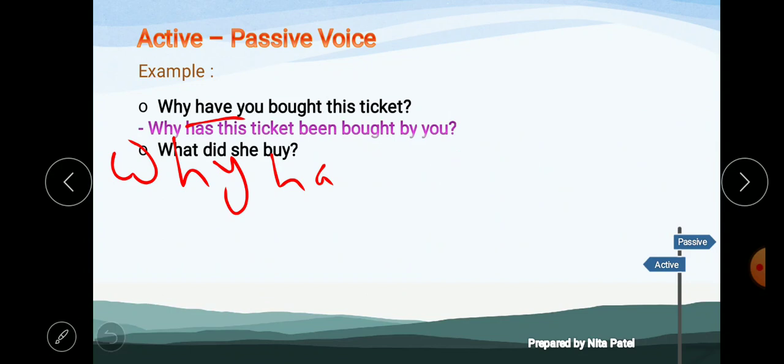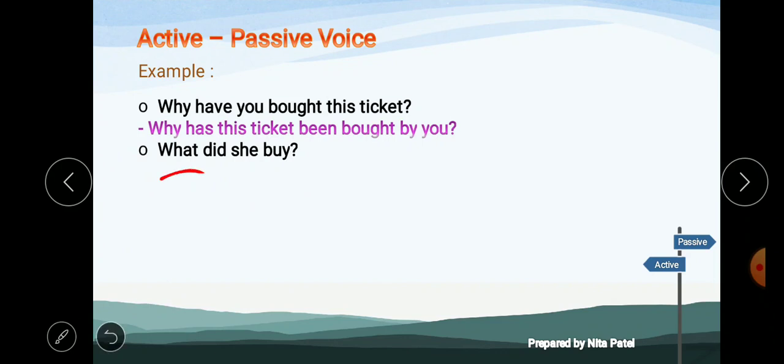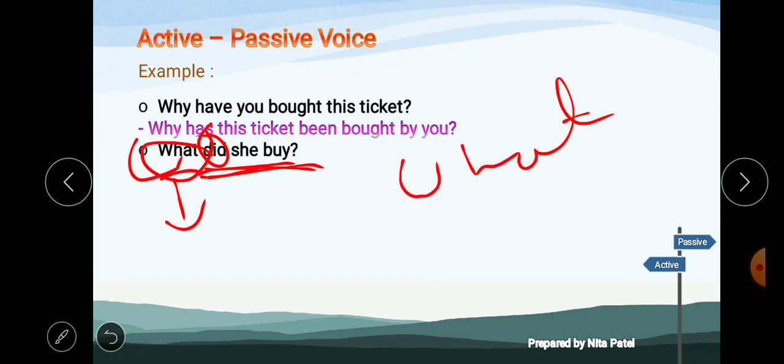Next question. What did she buy? So again we'll put the same WH word first. What? Then look at this sentence. There isn't any auxiliary verb. The only supporting verb is "did", so we'll have to go with the to be form. It is the past tense, so the to be form of the past tense is was or were. Now what is our object here? Now there is no object, right? Why is there no object? Because the question is with "what". So wherever we are asking "what", there would be no object.